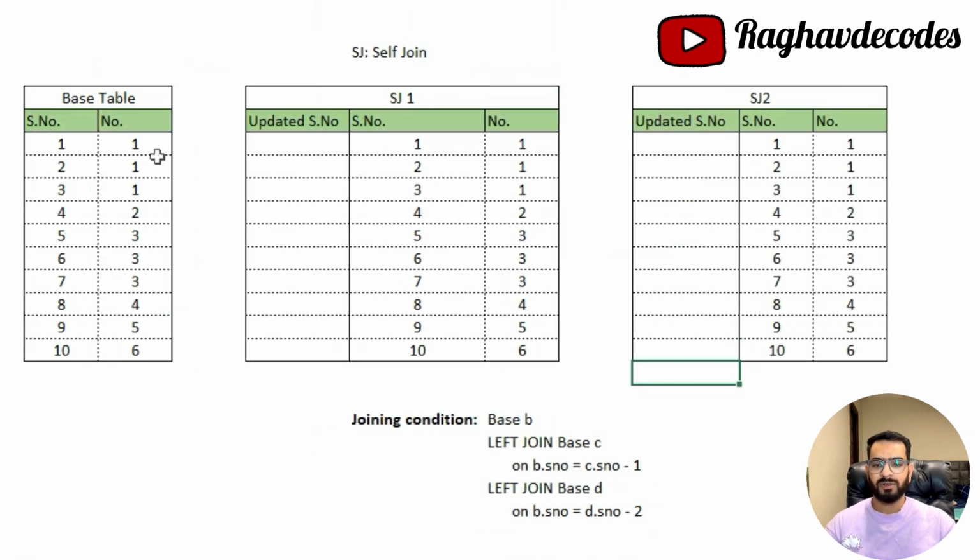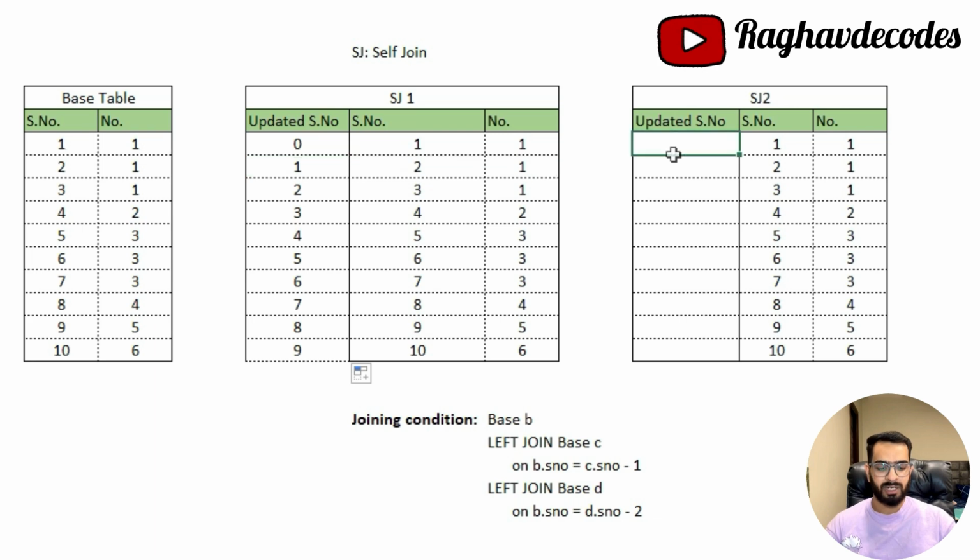To join the first row with the second and the third row, I'll be creating an updated serial number column, which is going to be nothing but 1 minus the existing serial number column. So here I'll drag this down and create this updated serial number column. And now I'll be joining my base table with the sj1 table on updated serial number. So when I join this row on serial number, and here on updated serial number, it will get joined with this row, the second row, which was the desired row.